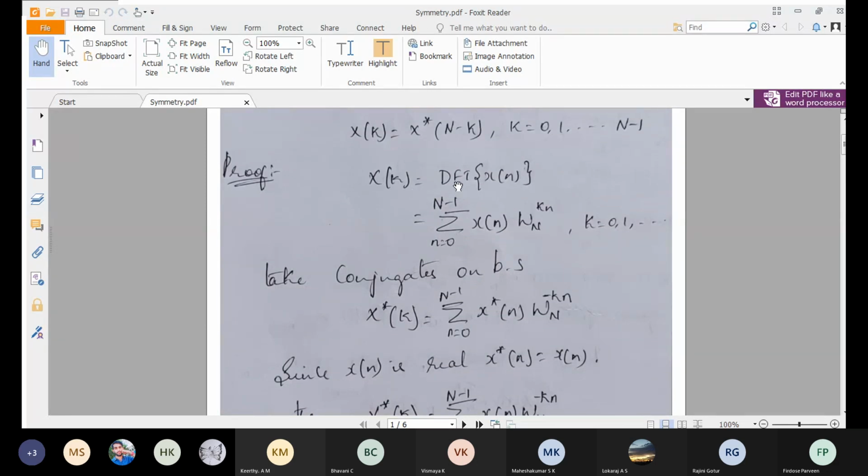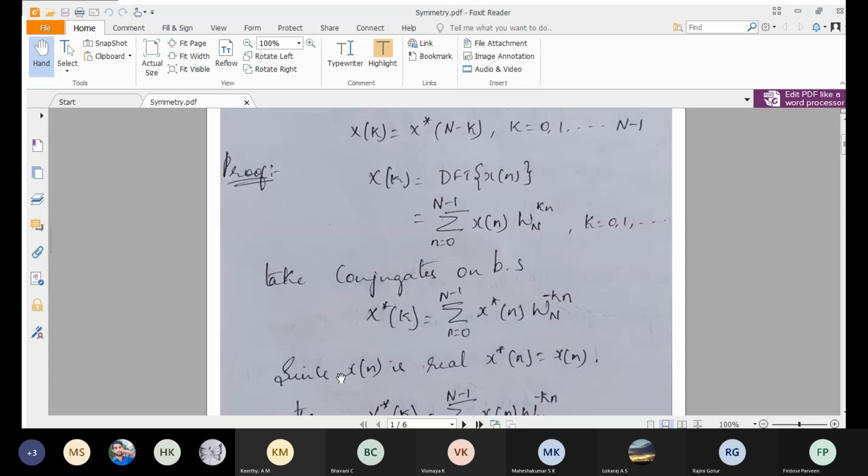So X of k is equal to the DFT of x of n. What is the DFT of x of n? It is nothing but summation n is equal to 0 to N minus 1, x of n, W_N to the power of kn. So take conjugate on both the sides. When you take conjugate on both the sides, it is X conjugate of k, summation n is equal to 0 to N minus 1, x conjugate of n, W_N to the power of minus kn.